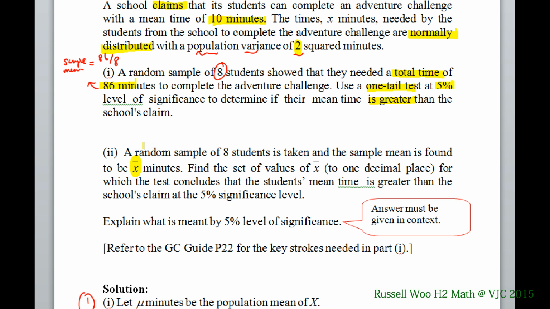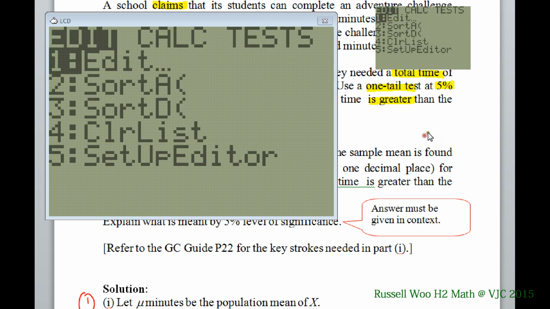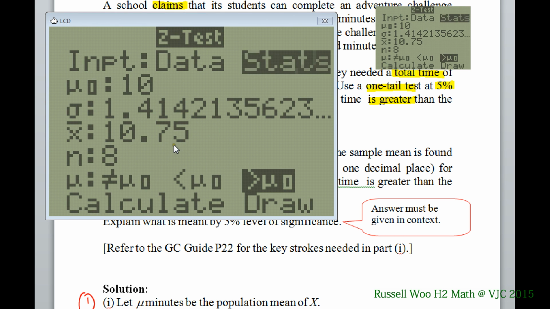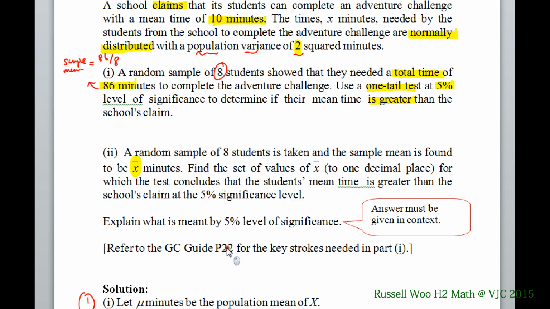Now this X bar is not given. Remember your GC keystroke. In order to calculate the P value, you need to give the GC this X bar, correct? If you don't know this X bar, the GC cannot give you the P value. There's nothing to calculate. You cannot use this function anymore. Follow what I'm saying? So, never mind. Then we see how we can do this. You are supposed to find a set of values of X bar for which the test concludes that the mean is greater than the claim at 5%.